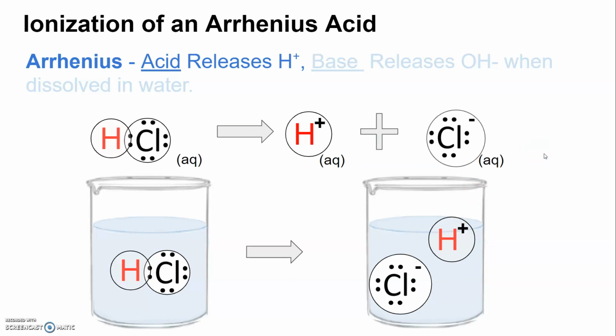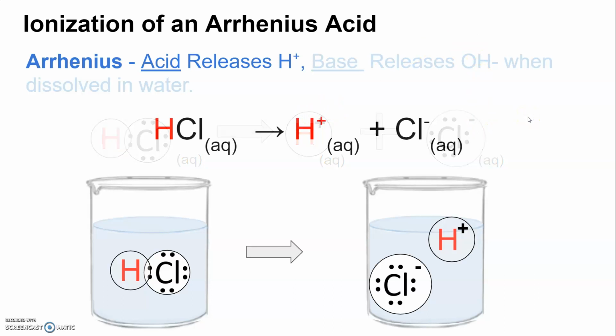So in terms of writing this as a chemical reaction, we can write it this way, where we start with HCl, and it breaks apart to H+ and Cl-. We can simplify that in this chemical equation here.